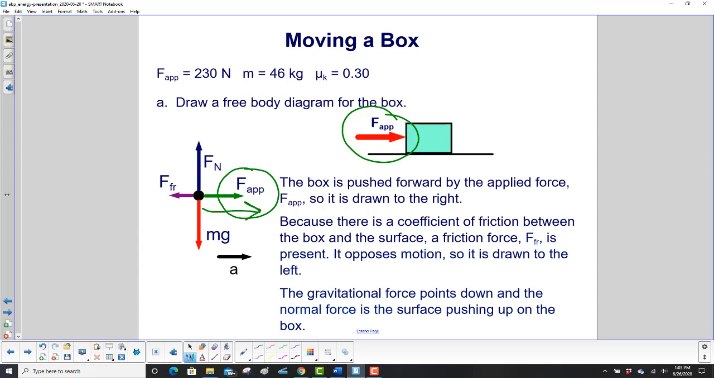Because there is a coefficient of friction between the box and the surface, a friction force, which we label F sub Fr, is present. It opposes motion, so it is drawn to the left. The gravitational force points down, and the normal force is the surface pushing up on the box.